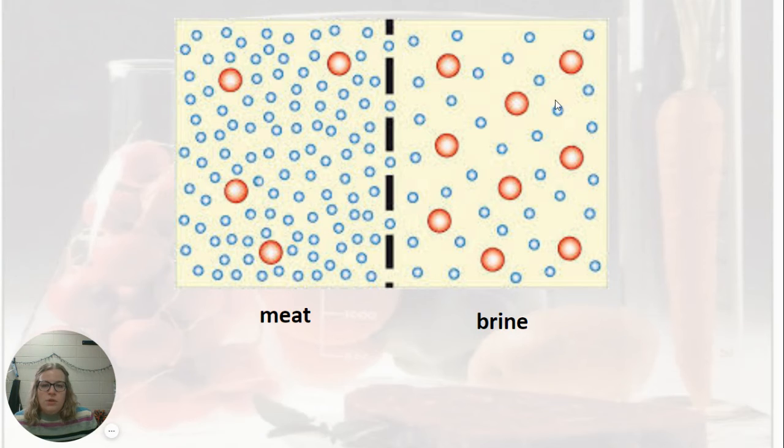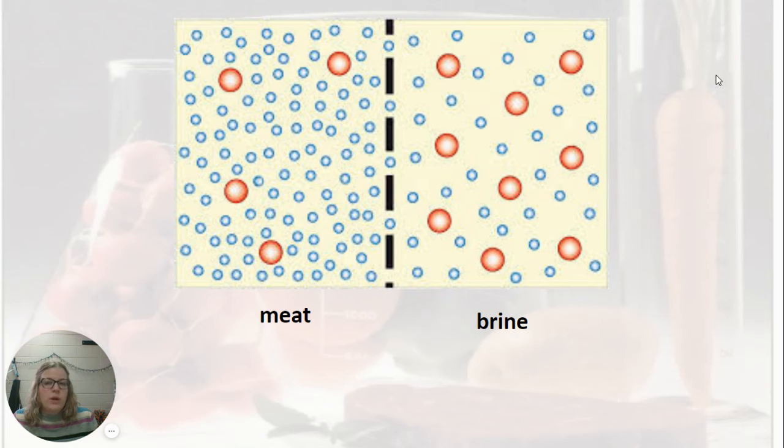So here's what I want you to take a look at. Imagine that this is your semi-permeable membrane. That's the layer of kind of skin between the meat and the solution you're going to put it in. And this is our meat. So all these particles here represent different kinds of solutes that are in there. And then this represents the brine. What do you think is going to happen when I put my piece of meat into the brine?